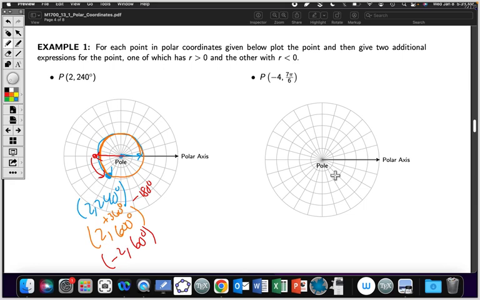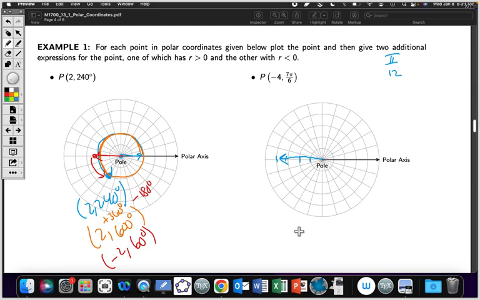We have P negative 4 comma 7 pi over 6. So once again, each angle increment here was 15 degrees. So 15 degrees, that's like a pi over 12. So let's start. R here is negative 4. That means from the polar axis, I'm going to go to the left 4 units. So I'm going to come out this way.